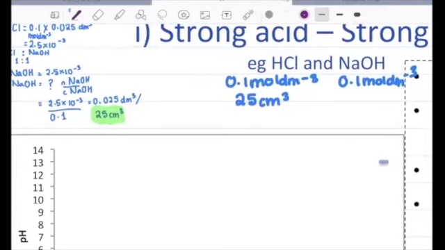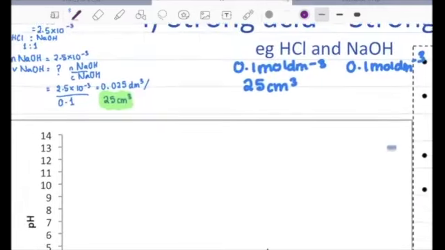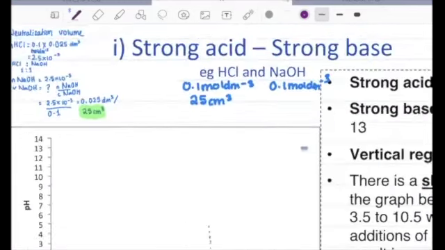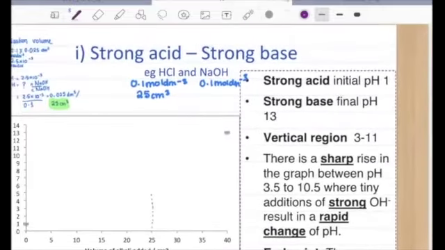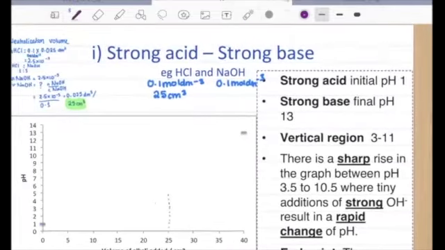And sodium hydroxide, strong bases in general, will have really high pH, between 13 to 14, okay? So you have this information. Strong acid initially starts at pH 1. Strong base would end at pH 13. And then there's the vertical region between 3 and 11.